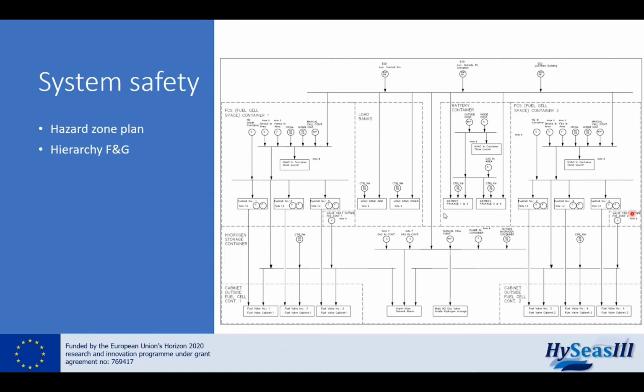The safety hierarchy is identifying where the system can detect fire and gas. This is called the cause, and how the system shall respond to these detections. This is the effect. This safety hierarchy then makes a foundation for the cause and effect matrix that we use in our safety program.